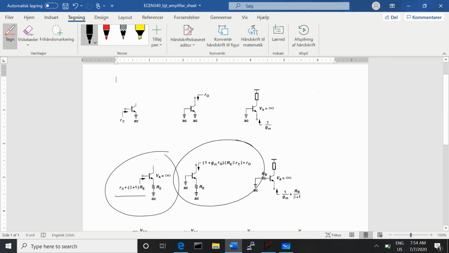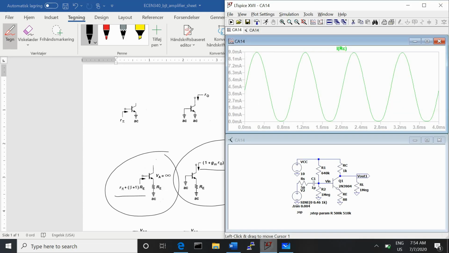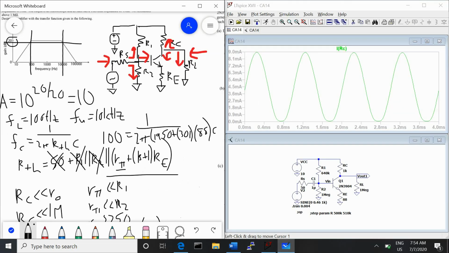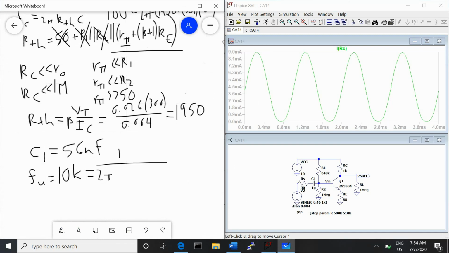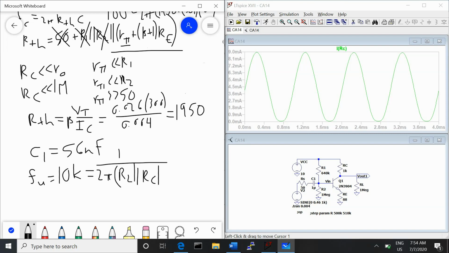That's going to be this one, because we still have an RE. So that's that equation, which is very long. However, we want to notice that that equation is a bunch of stuff plus R naught. So that's RL in parallel with RC in parallel with a bunch of stuff that includes R naught.